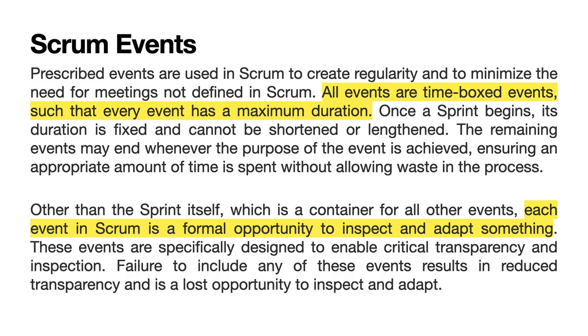Other than the sprint itself, which is a container for all other events, each event in Scrum is a formal opportunity to inspect and adapt something. These events are specifically designed to enable critical transparency and inspection. Failure to include any of these events results in reduced transparency and is a lost opportunity to inspect and adapt.